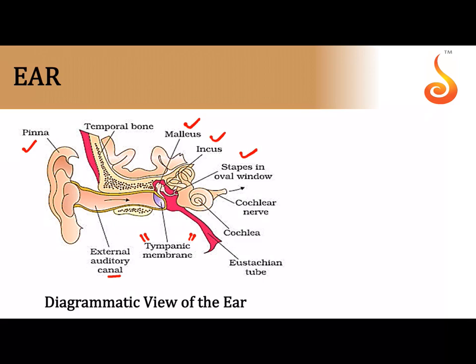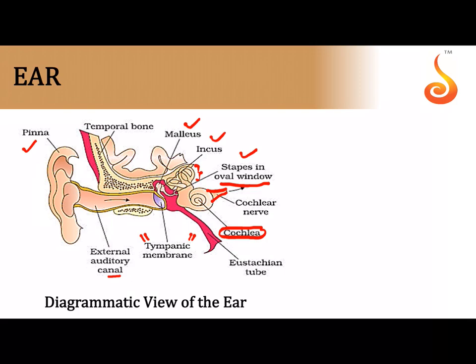The stapes fits into a small opening called the oval window in the inner part of your ear. The inner part of your ear has a snail shell-like structure called the cochlea, and it has the semicircular canals oriented in three different positions. Then from the cochlea you can see a nerve that is coming out, which is referred to as the cochlear nerve.